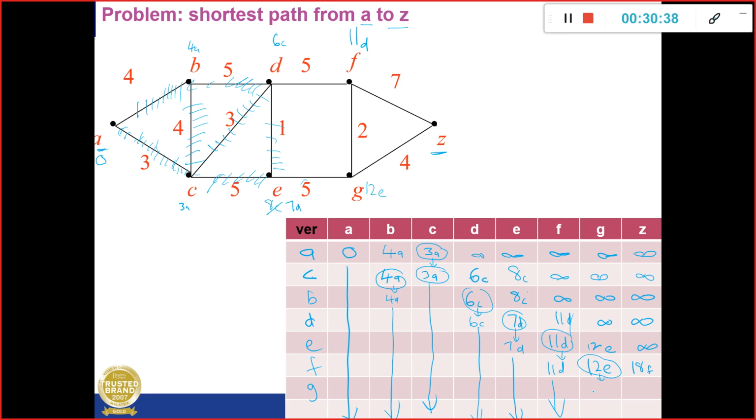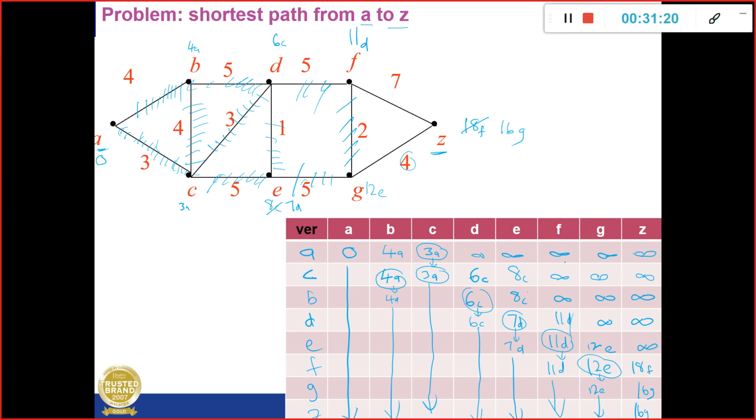And then G, you have here 12E. And G, the adjacent is Z. 12 plus 4 is 16. Before this is 18F. So 12 plus 4 is 16, which is lower than 18. So you put 16G. This is already solved, this already solved, and this already solved. So here you only have Z. Z is only 16G.